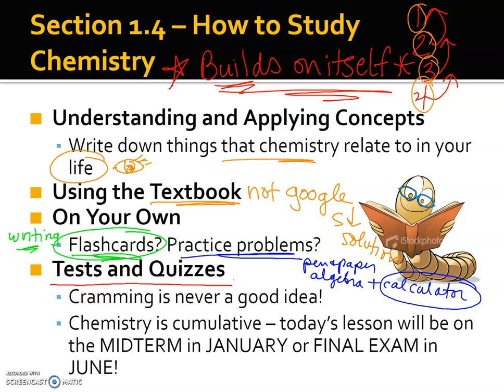Okay, tests and quizzes are going to be a marathon, not a sprint. Okay, cramming is never a good idea. It's cumulative. All right, what we do with chapter one will be on the midterm in January, and it'll be on the final in June. This is stuff that you will see.